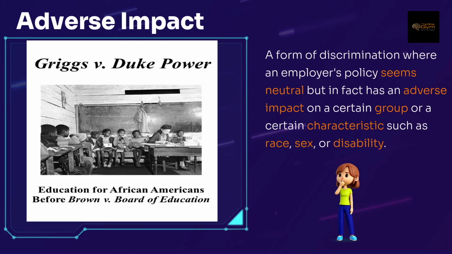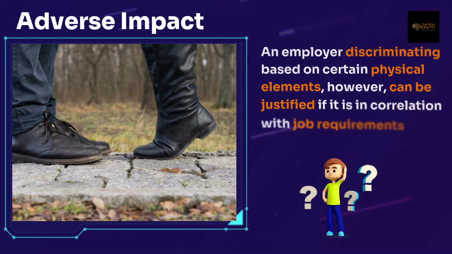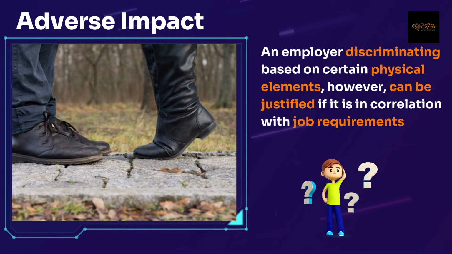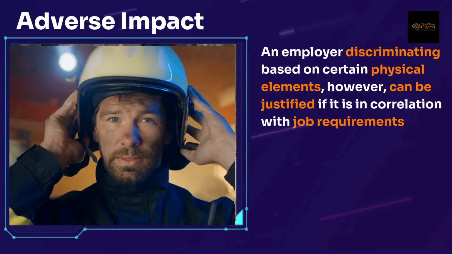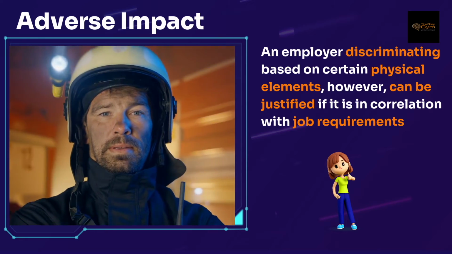As another example, if an employer requires a potential employee for a position to be at least 5'10" in height, it may exclude an entire group, such as women, because statistically, men are taller. This requirement is based solely on biological reasons rather than if the candidate can adequately perform the required role. An employer discriminating based on certain physical elements, however, can be justified if it is in correlation with job requirements. For example, it is necessary for the fire department to discriminate based on height, facial hair, or grooming to ensure the safety of its employees.